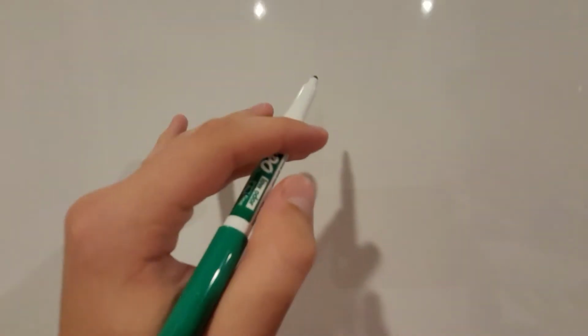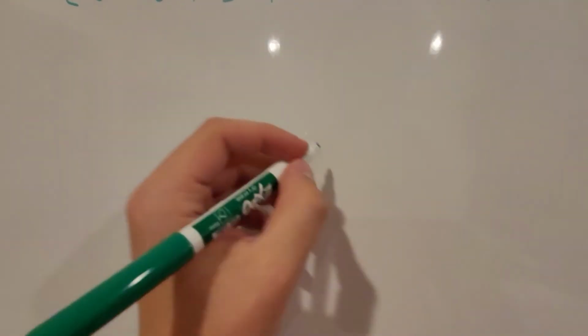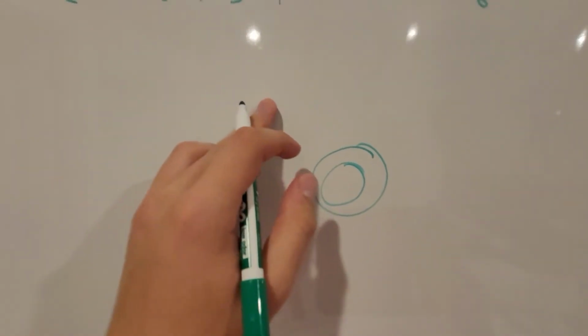We can actually do this with one state. This is going to be kind of crazy, so just stick with me. We'll see what happens here. So we have a state. This is going to be our accept state.